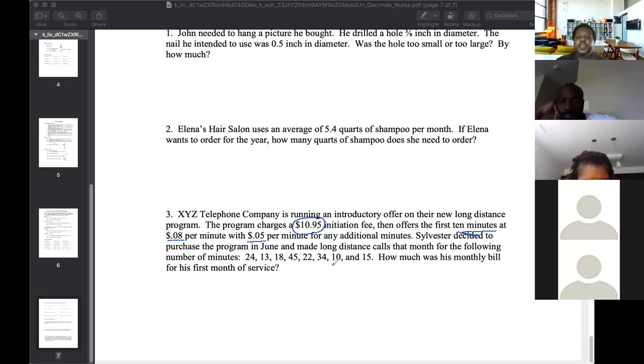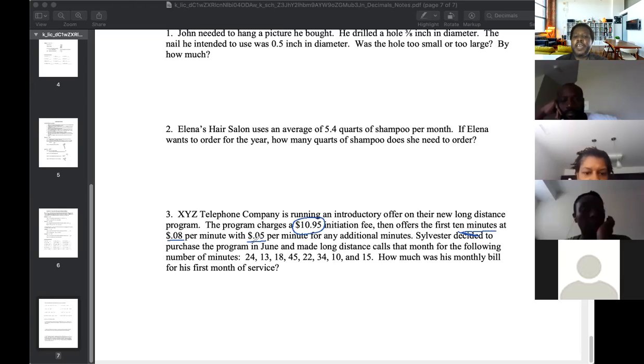0.08. Okay, so, cents. Let's look at all of these calls here. We have 1, 2, 3, 4, 5, 6, 7, 8 calls, right? You have 8 calls, and they're all at least 10 minutes long. So for the first 10 minutes, it's going to get charged 8 cents per minute, and then every minute after that is only 5 cents per minute.